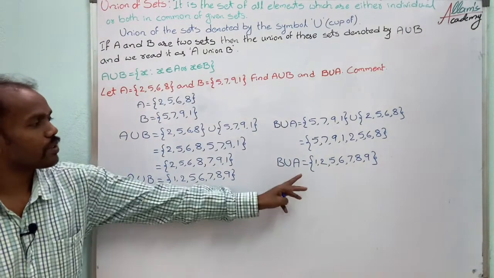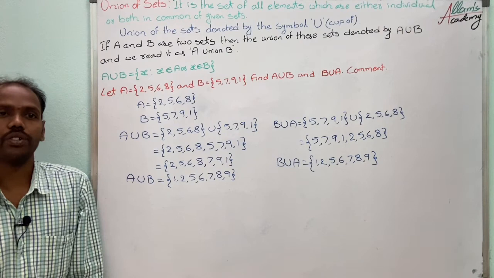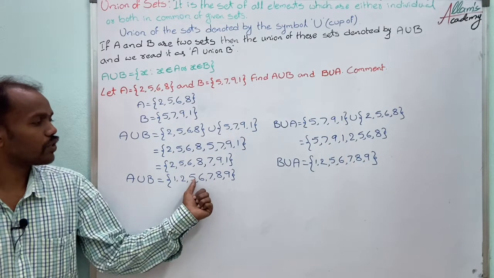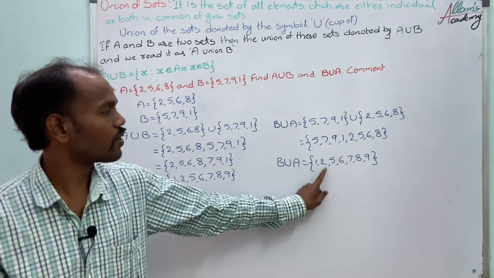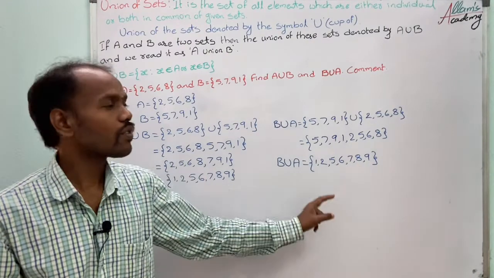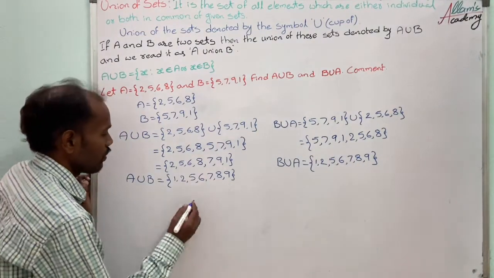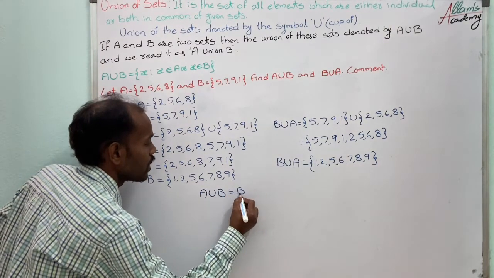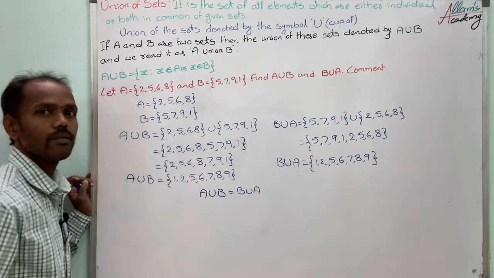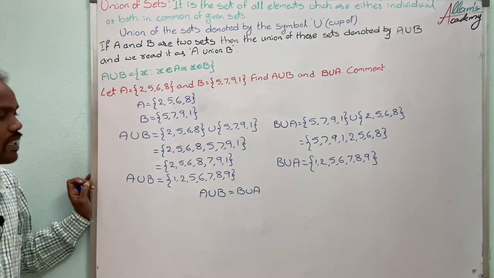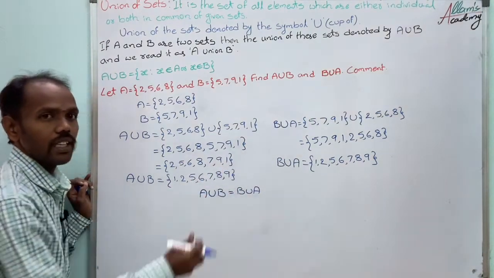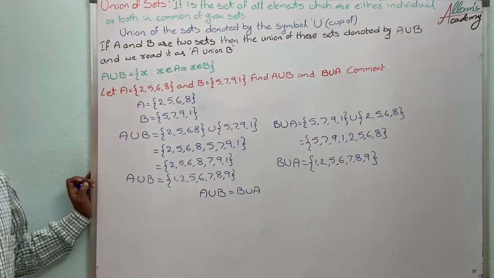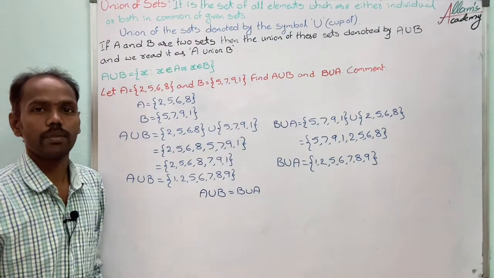Now if we observe both A union B and B union A, the two sets contain the same elements: 1, 2, 5, 6, 7, 8, 9. So we generalize that A union B is equal to B union A. Okay, so for sets, A union B is equal to B union A. Now we see some more examples.